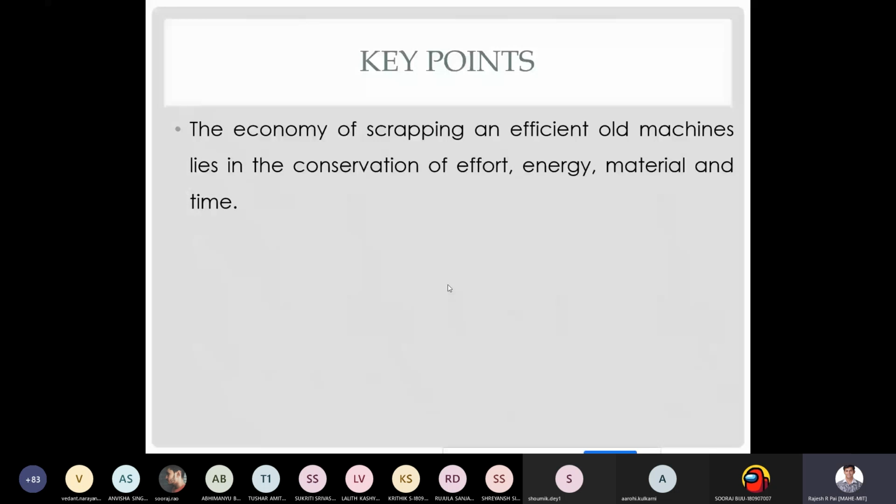So the first is nothing but the economy of scrapping an efficient old machine lies in the conversion or conservation of effort, energy, material, and time. Okay, so when you are going to scrap the older machine, you have to consider the time, cost, energy, as well as the material, because you need to consider each and every cost associated with that when you are going to replace that existing machine with that of a newer machine.